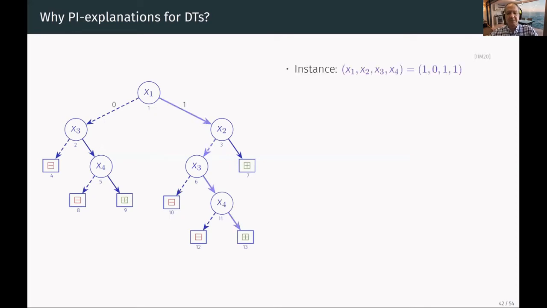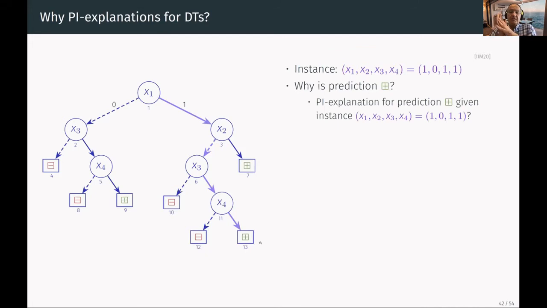So let me give you an example to explain what we are trying to say. This is a decision tree, again a plus or minus classifier. And suppose you have this instance, 1, 0, 1, 1. So you could ask the question, why am I predicting plus when I have 1, 0, 1, 1? Essentially we can ask, what is the PI explanation for the prediction plus, given this instance? Is 1, 0, 1, 1 really an explanation? Let me try to convince you that this is not the case.